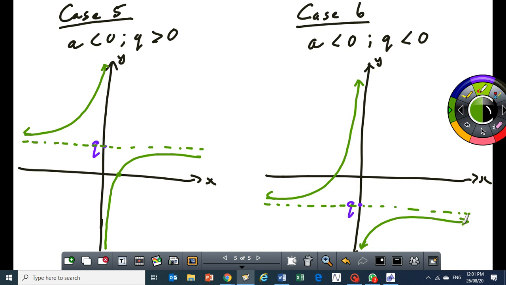NB: all hyperbolic graphs in grade 10 do not have a y-intercept. Please write that down. All hyperbolic graphs in grade 10 do not have a y-intercept.